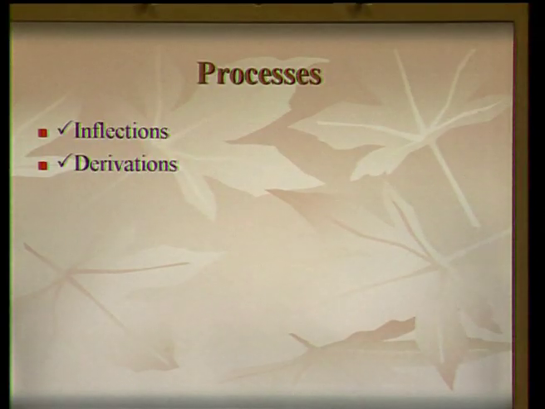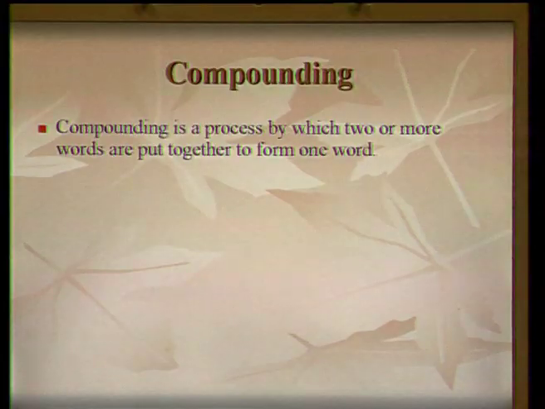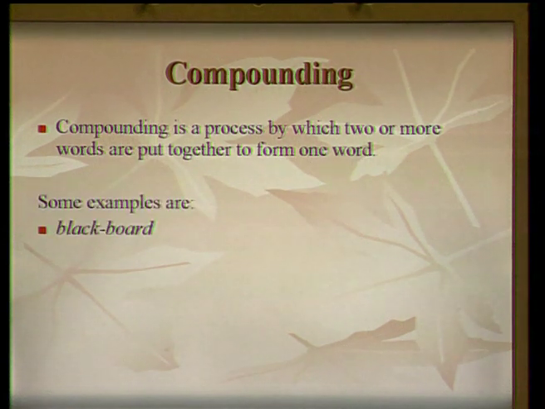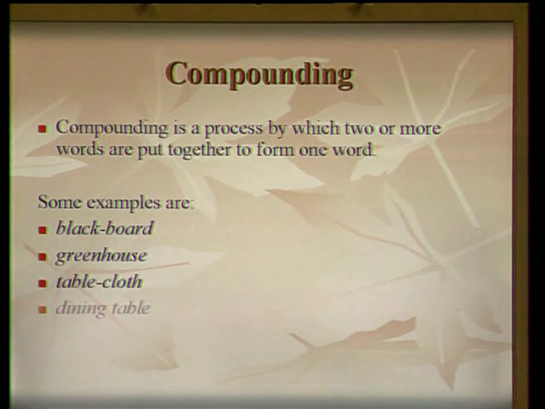If an item is a free form, then it is going to be a word. We mentioned that there are three processes. We have looked at inflections, we have looked at derivations, and the final process is compounding. Compounding is the process by which two or more words are put together to form one word. Some examples are blackboard, greenhouse, tablecloth, dining table, history teacher.